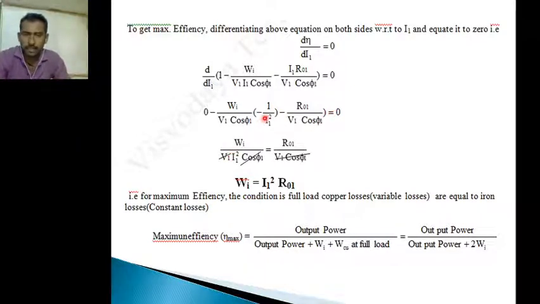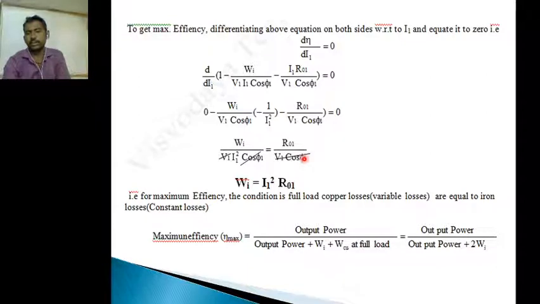So here minus Wi by V1 I1 square cos phi 1 is equal to R01 by V1 cos phi 1. Minus into minus is plus. So Wi by V1 I1 square cos phi 1 is equal to R01 by V1 cos phi 1. Here V1 cos phi 1 and V1 cos phi 1 cancel. So Wi by I1 square is equal to R01, so Wi equals I1 square R01. That means iron losses at full load are equal to the copper losses at full load.